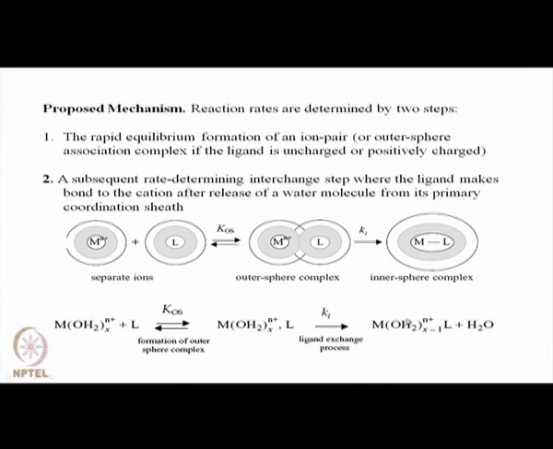So, initially there is an outer sphere association, followed by the subsequent rate determining step, in which the ligand gets in and a water is taken out. This is a plausible mechanism for the ligand exchange process. The ligand may be water, or it may be something else other than water as well.